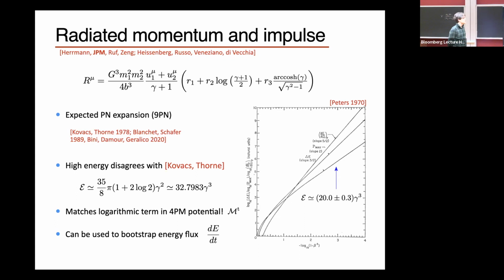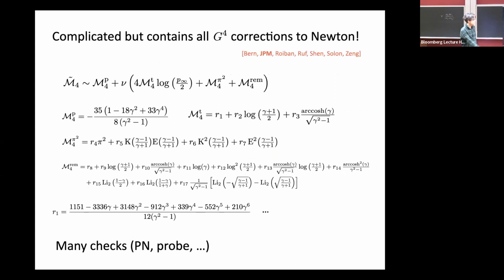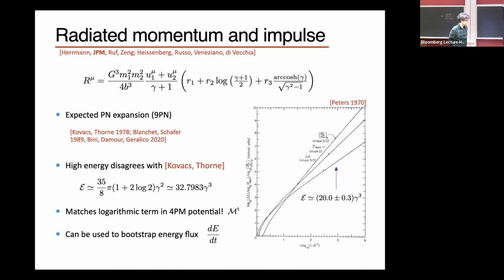There's also something interesting, which is that this thing, even though it's order G cubed, is related to one of the terms in the order G fourth potential. It is a well-known fact that this term here, which I call m4t, which appears in front of a logarithm of the velocity in the potential at this order, matches the energy loss. In fact, these two papers appeared at the same time, and they contain a kind of self-cross-check. This is interesting because it can be used to bootstrap, essentially by making an ansatz, the instantaneous energy loss, and it also predicts the energy loss in one orbit of the inspiral at all relativistic velocities.